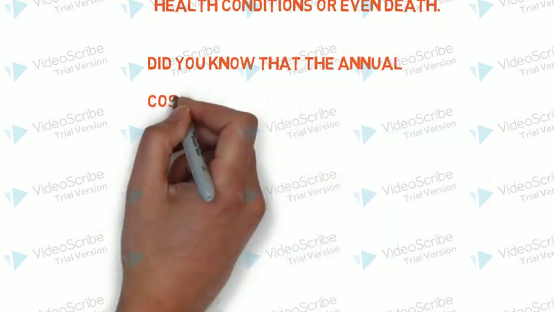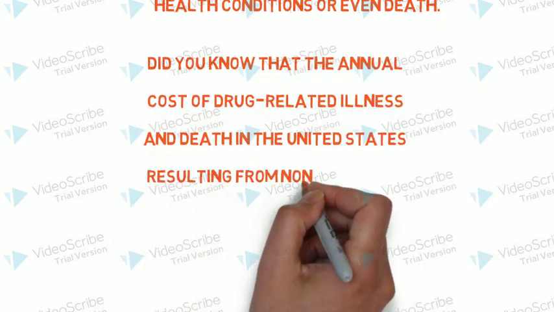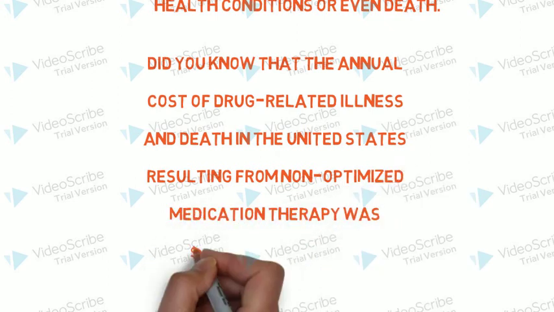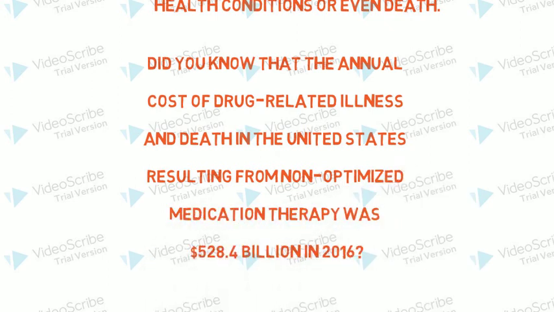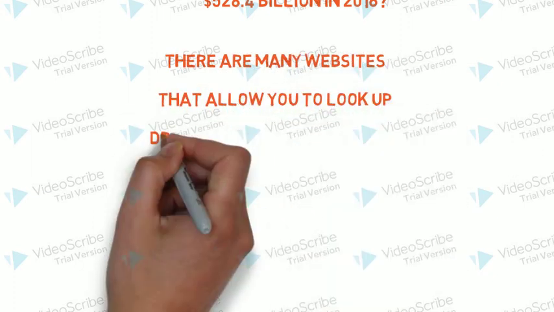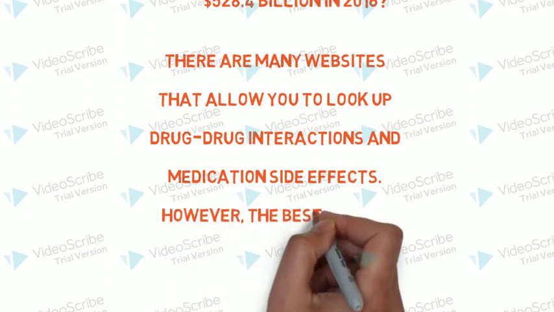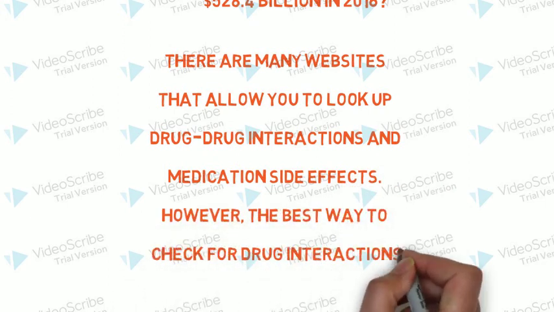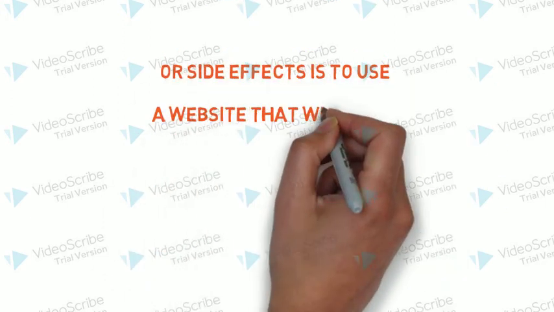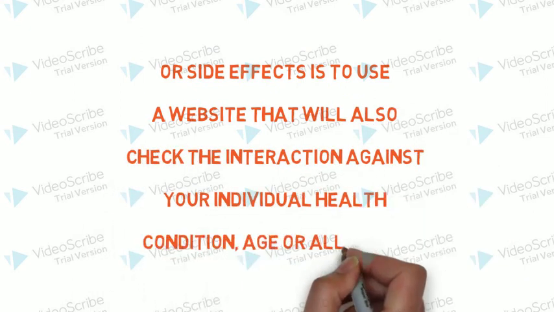Did you know that the annual cost of drug-related illness and death in the United States resulting from non-optimized medication therapy was $528.4 billion in 2016? There are many websites that allow you to look up drug-drug interactions and medication side effects. However, the best way to check for drug interactions or side effects is to use a website that will also check the interaction against your individual health condition, age, or allergies.